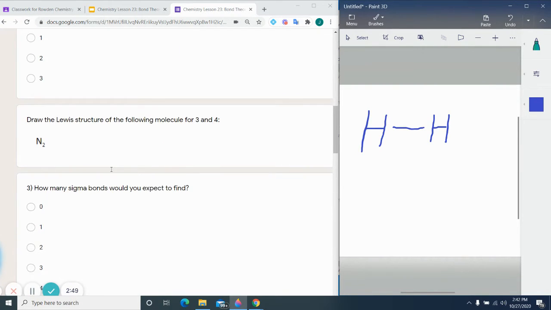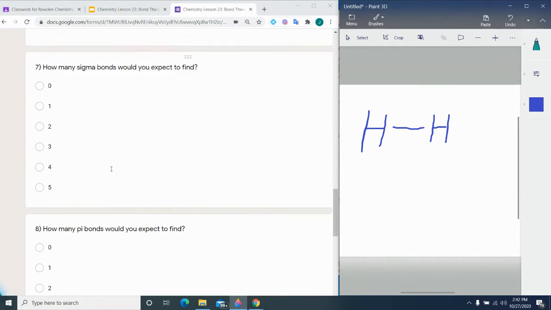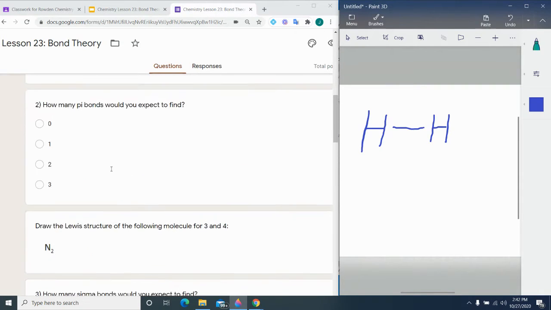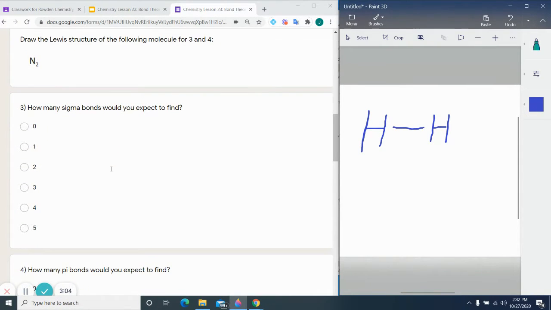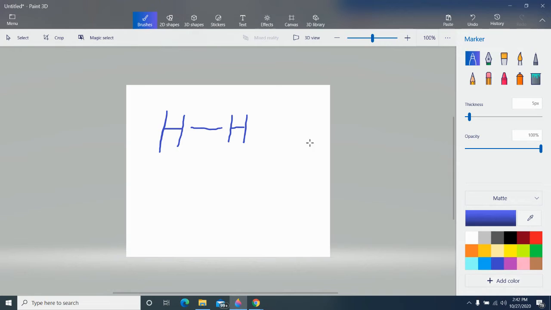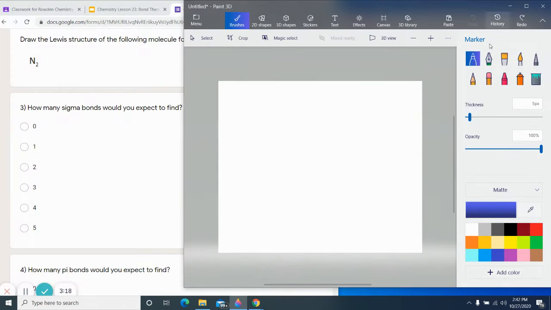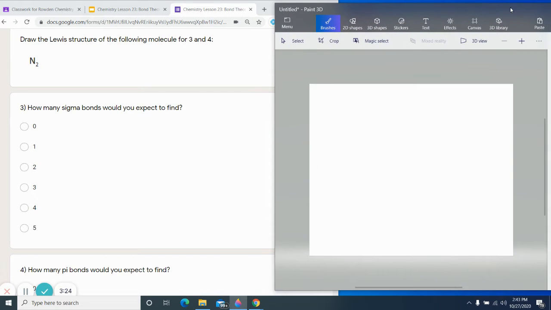I want you to try to do 3, 4, and then 5, 6, and then 7, 8. Try to do the rest of these sigma and pi bonds. Press pause, go through and try them, and then you can press play. Okay, for 3 and 4, we're going to do N2. Let me see how I can delete this. For N2, once again, you should have paused it and tried these, and you're watching me do it now after you've tried them.